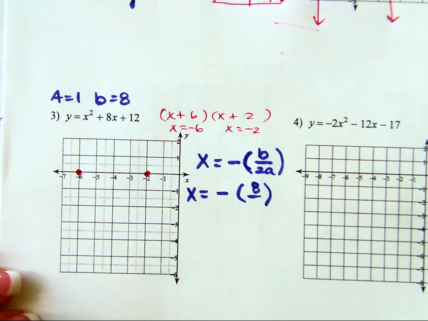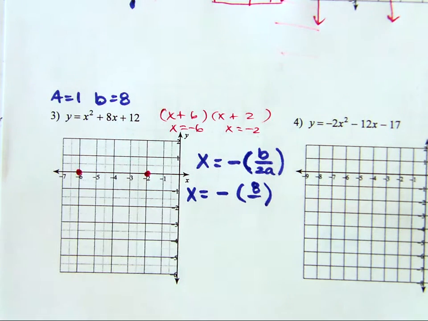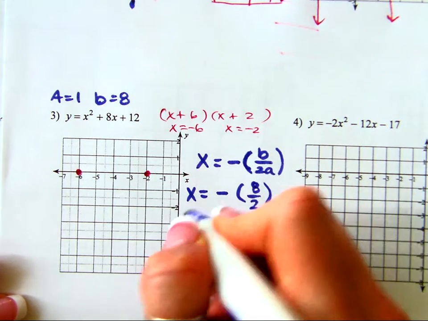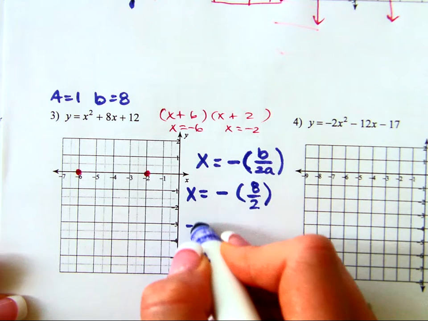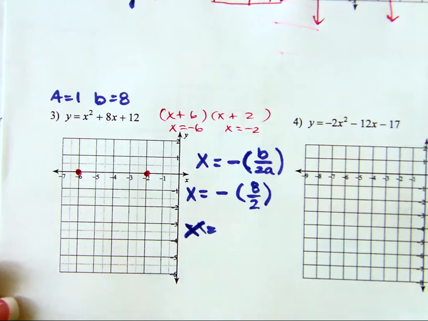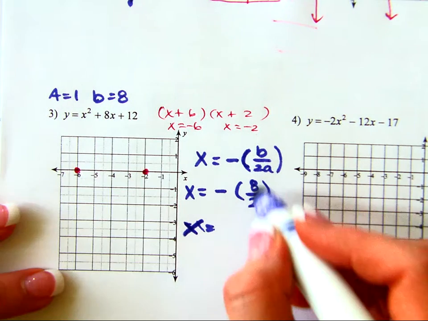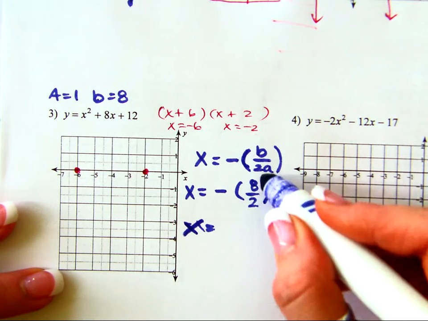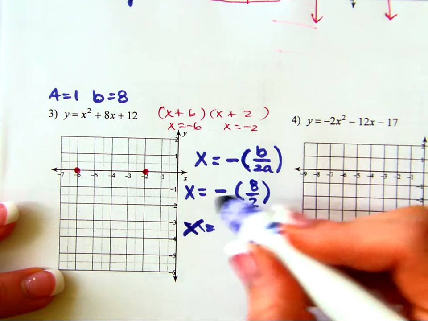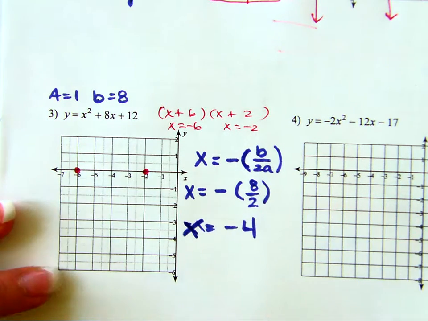And you could do this calculation in your head. 2 times A. You don't have to show it. 2 times A, if A is 1, it's 2. So this means 8 over 2 is 4. And I want the opposite of it, though. So whatever that works out to be, take the opposite of it. If that was a negative in here, I would take the opposite of it and it would be positive. So right now I'm looking at x equals negative 4.